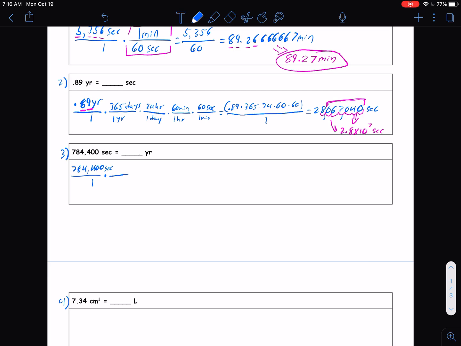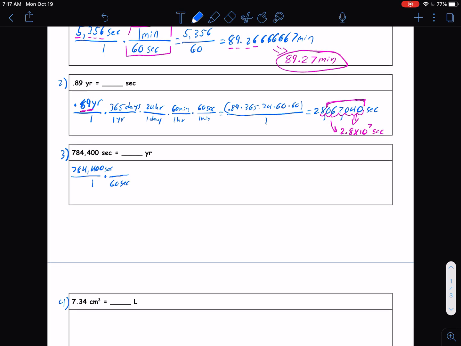So what we have is we're going from small to big. So we have 60 seconds equals 1 minute. 60 minutes equals 1 hour. 24 hours equals 1 day. And then 365 days equals 1 year. All the hours, minutes, seconds, they all cancel, and I forgot to do that up here earlier. These all cancel out.